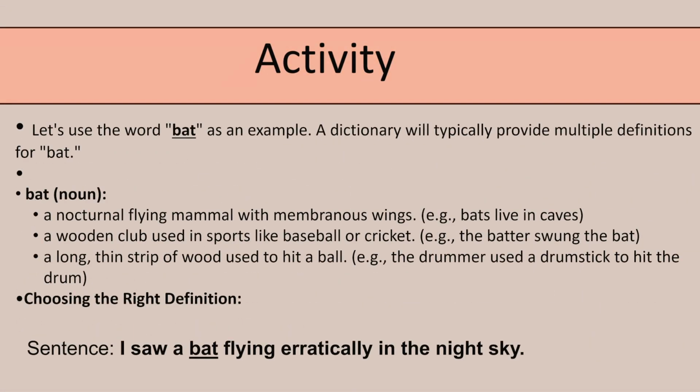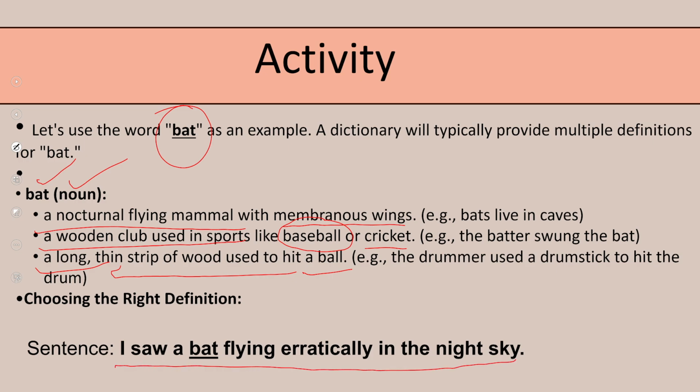Here, again, the word bat. If you look at the word bat in your dictionary, you can find these different definitions. First one is a noun, a nocturnal flying mammal with membrane wings. We are talking about the animal, the bat. Or a wooden club which you play baseball or cricket with, or a long thin strip of wood used to hit a ball. So if we have this sentence, I saw a bat flying erratically in the night sky, what definition will you choose?